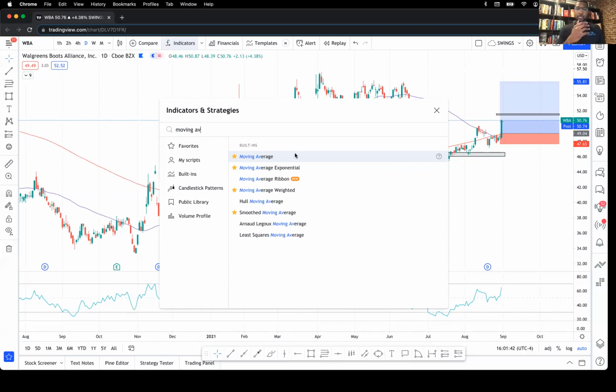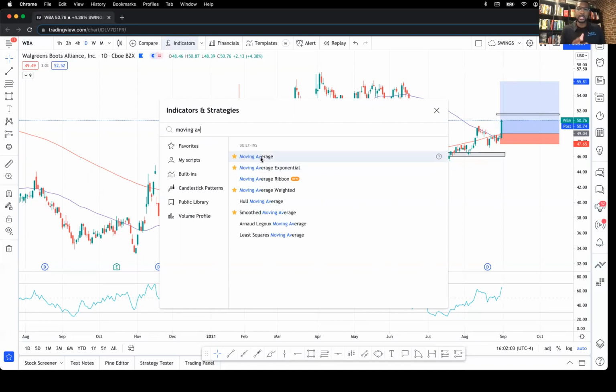But for each moving average that you put onto your chart, you need to add a new indicator for it. So for me, I have about 5 moving averages on my chart. And I don't use them all at the same time, but I have them available. So if that's what you want to do, you would have to click moving average 5 times. If you just want it one time, you just click it one time.